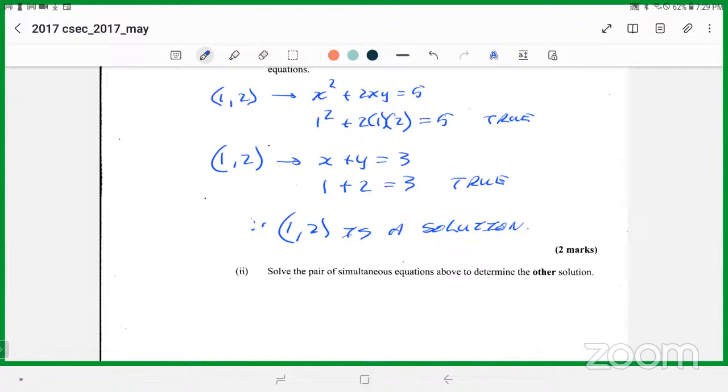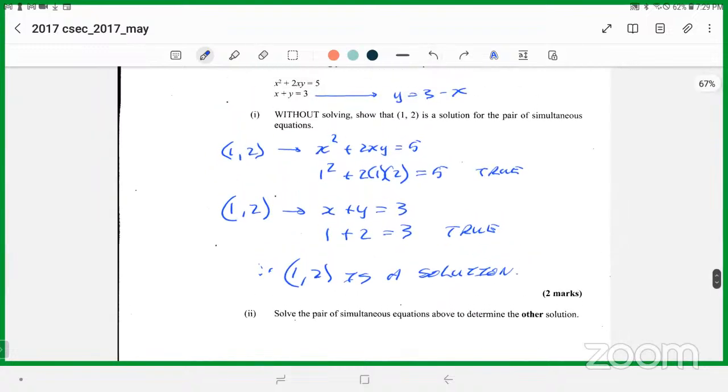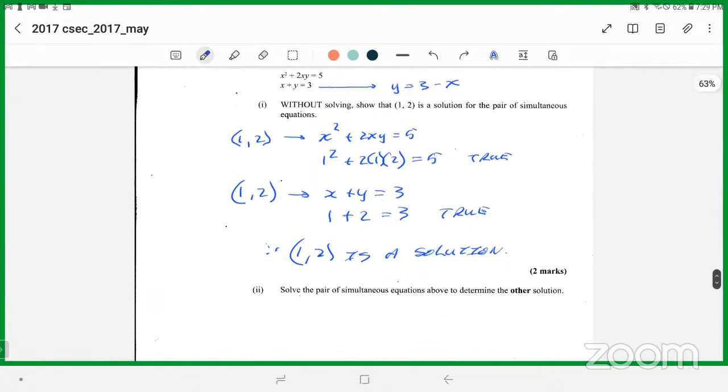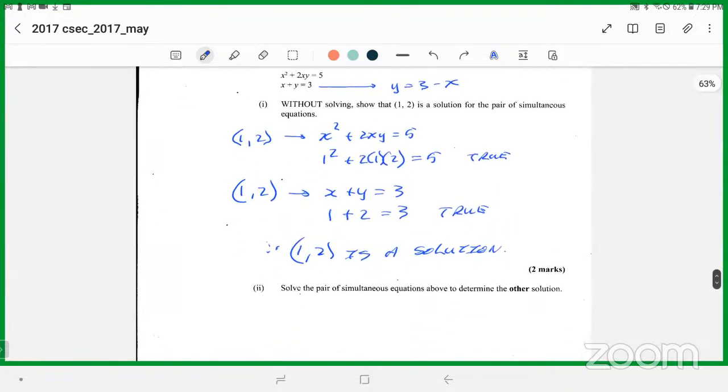Solve the pure simultaneous equation above to determine the other solution. So now they want us to solve it. We know one solution already is where x equals 1 and y equals 2. They want us to find the other one. So we're going to proceed to solve them. So we have the curve. Let me write them out for you again. So it's x squared plus 2xy equals 5.